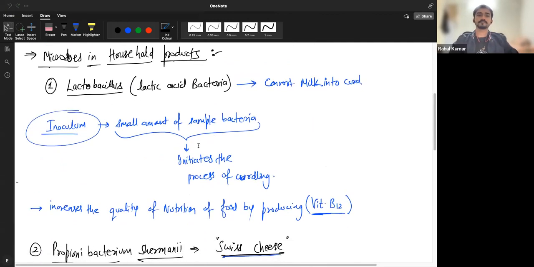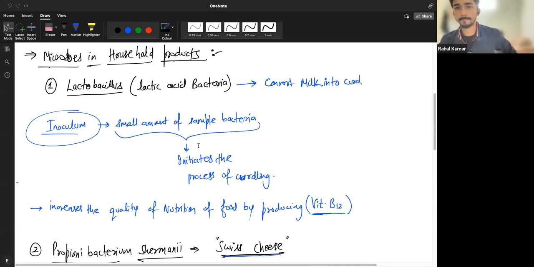Then next one is now uses of microbes in the household products. First one is lactobacillus. This is also called lactic acid bacteria. Its main function is to convert milk into curd. So when a small amount of inoculum, that is a small amount of sample bacteria, is added to the milk, in a small amount of time it will initiate the curdling process, and the entire milk will be converted into curd. Then the major plus point of this is that it increases the vitamin B12 quantity in the food, thereby increasing the nutritional quality of the food.